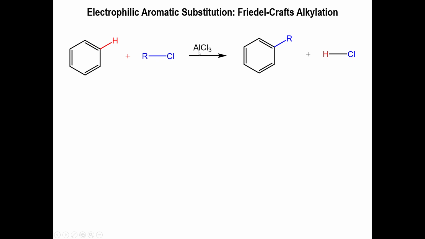Much like iron 3 chloride, aluminum chloride serves as a Lewis acid that withdraws electron density away from the carbon center, the R group, and that makes the R group very attractive to the benzene ring. Or to put it another way, it makes the benzene ring a lot more willing to undergo the substitution reaction.